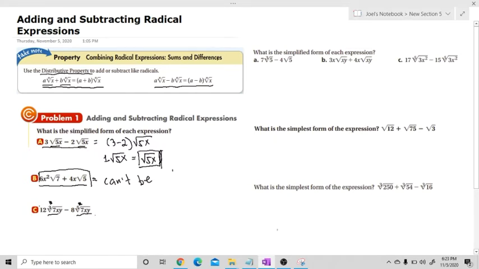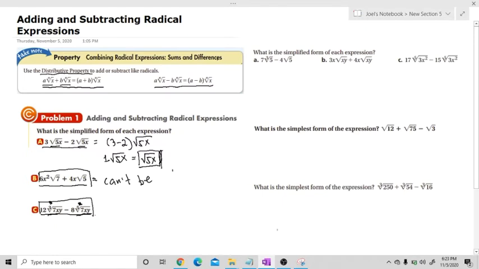So, the same sa letter B. Okay, we cannot subtract 8 fifth root of 7xy from 12 cube root of 7xy. So, ito na yung simplest form niya. The next, let's proceed to the next examples.